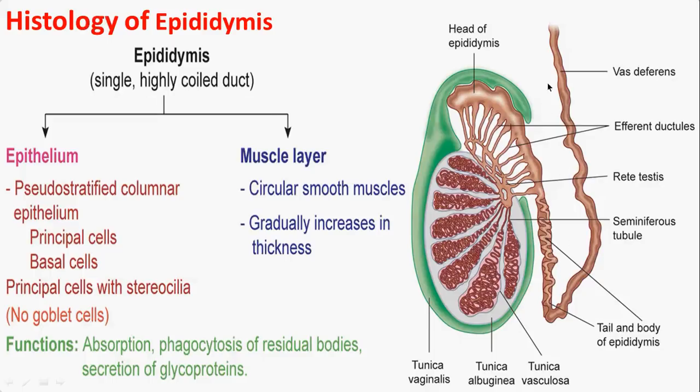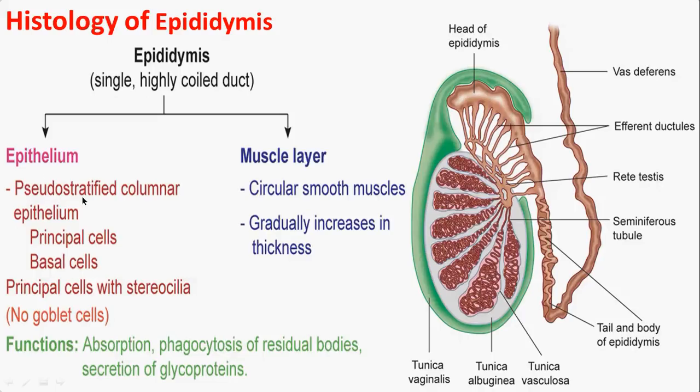Okay, and it is continuous with the Vas deferens. So here, the epididymis is a single, highly coiled duct. It is present on both sides. But here we will see about the epithelium and the muscle layer.